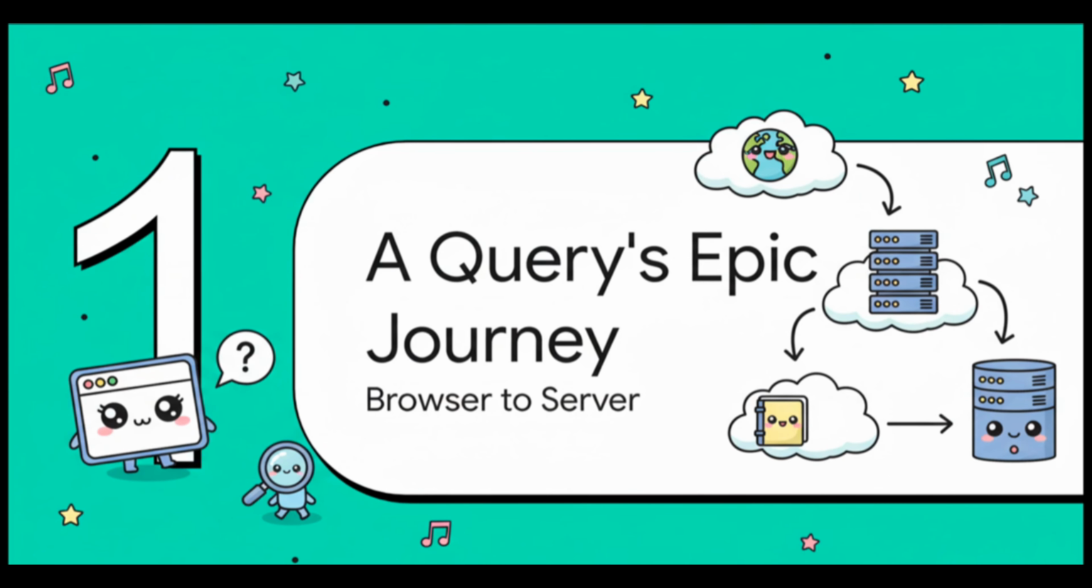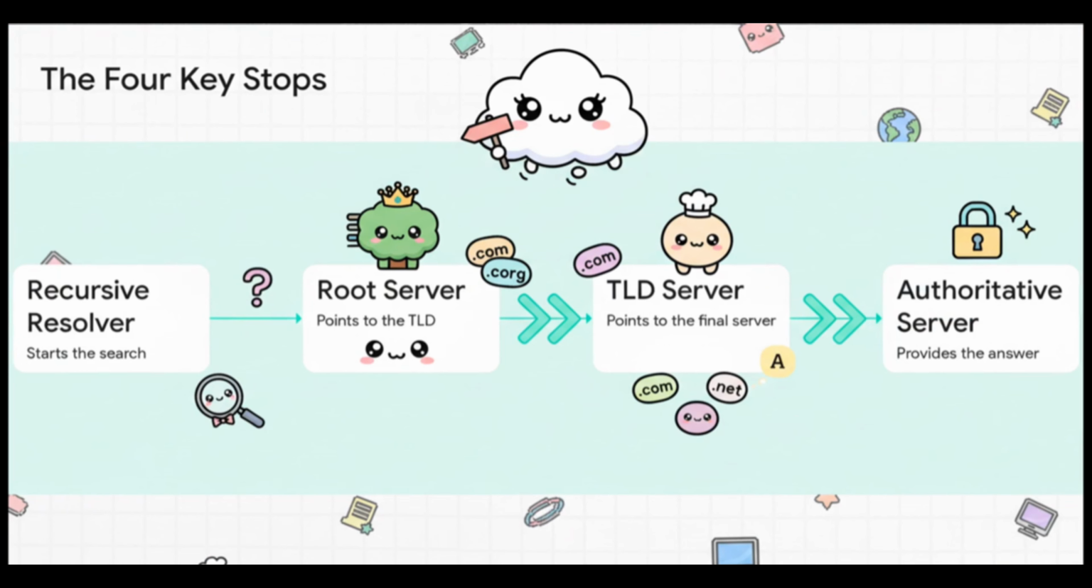And it really is a journey, with several essential stops along the way, where each stop plays a very specific role in finding the right address. Okay, here's our roadmap. Our query is going to make 4 main stops. It starts with a recursive resolver. Then it travels up the chain to a root server, gets pointed to a TLD server, and finally, it lands at its destination, the authoritative server. It's a surprisingly elegant little hierarchy.